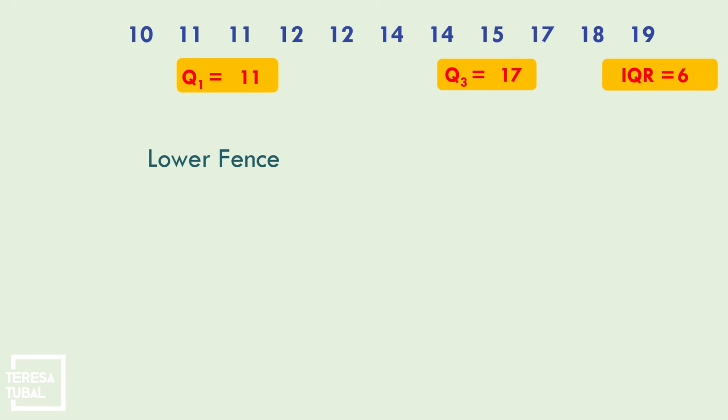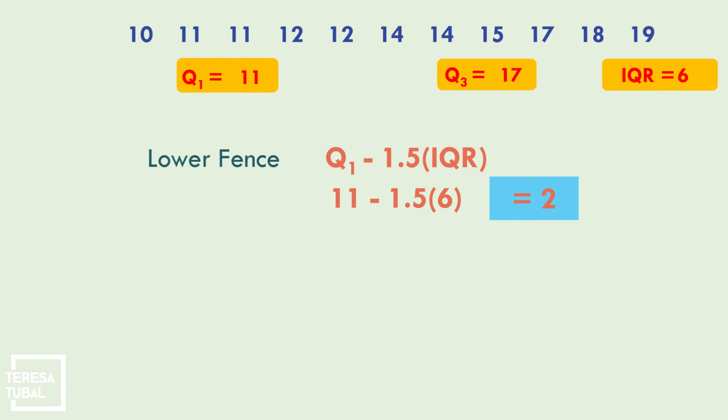Let us identify the lower fence. So the lower fence is quartile 1, that is 11, minus 1.5 times 6. So first we need to multiply 1.5 times 6. So 11 minus 9. The answer is equal to 2. So the lower fence is equal to 2.